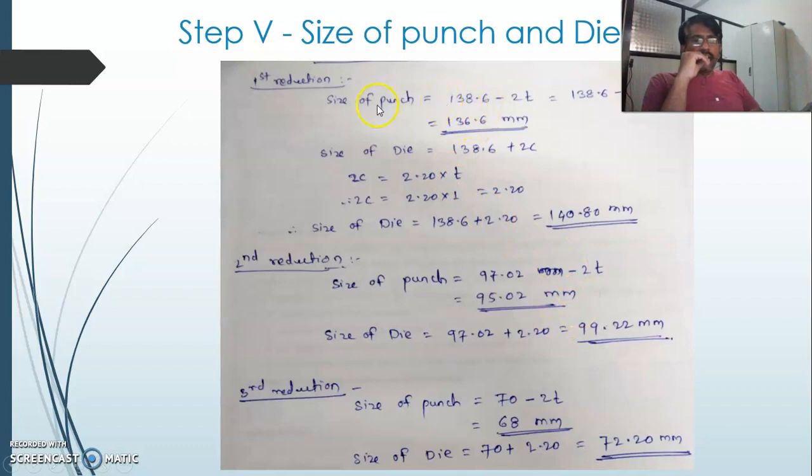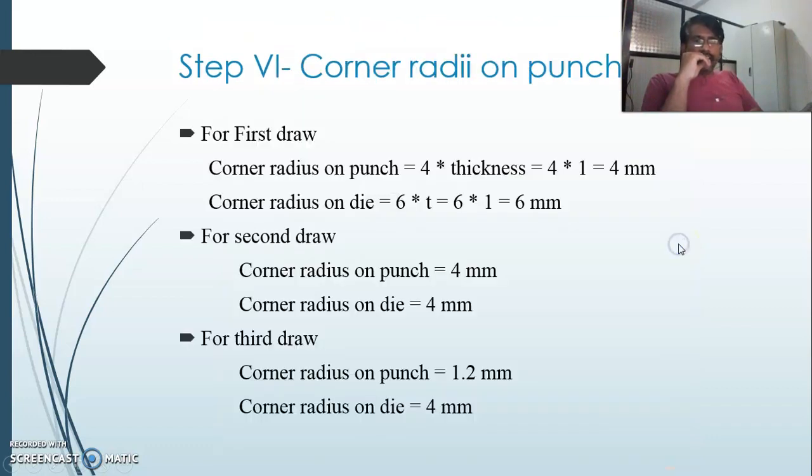the formulas. For the size of the punch, it is the cup size in that draw minus 2T, and the size of the die is the cup size plus 2.20 of the thickness. Okay, so according to that you have to go for this step. Then the next step is to provide the corner radius for the punch and the die.